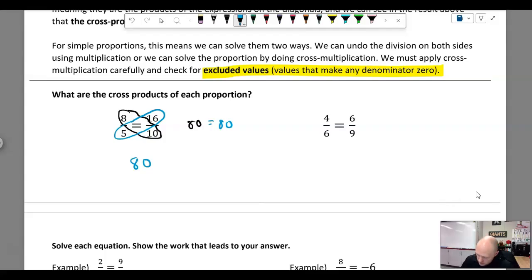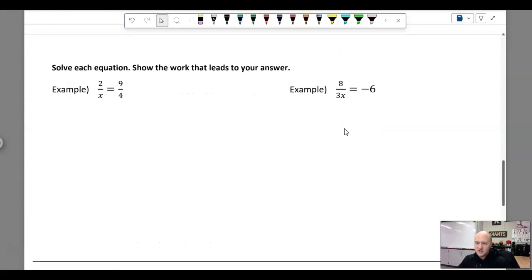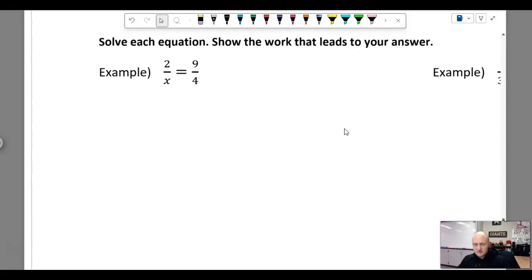Well, hopefully you just picked one. Pick your favorite. I like 6 times 6. That's pretty easy, 36. That's the cross product of that one. 36 equals 36. Okay? All right. Let's go ahead and solve some equations. Solve each equation. Show the work that leads to your answer.